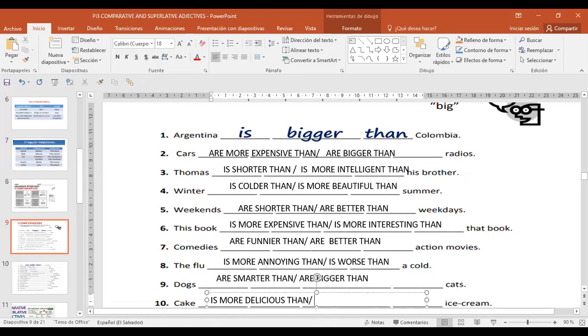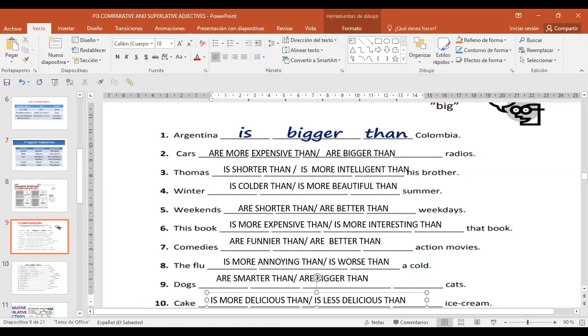Cake is more delicious than ice cream. Podemos utilizar otra palabra, ¿verdad? Is less. Es menos. Y aún así seguimos comparando, ¿sí? Yo dije, es más delicioso que el ice cream, pero yo también puedo decir, es menos delicioso, el contrario, ¿verdad? So, let's use this. Utilicemos este, solo para ver cómo nos queda. Cake is less delicious than ice cream.